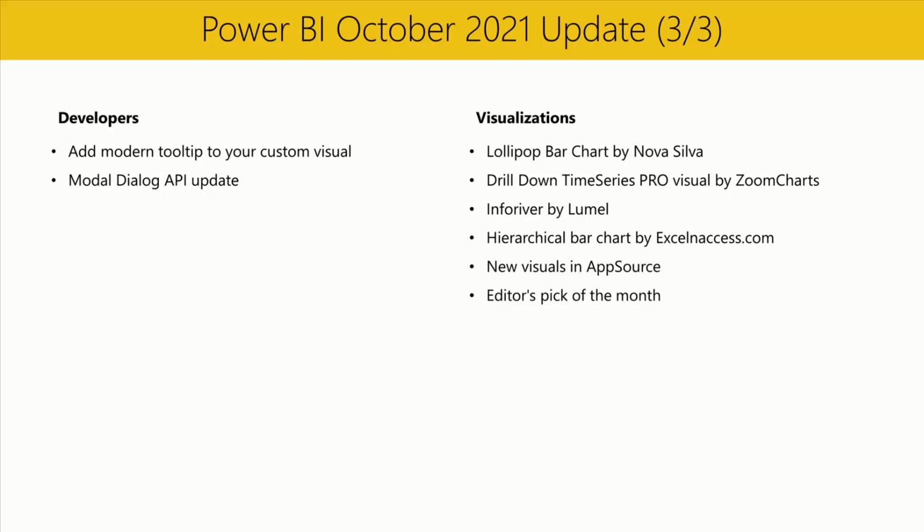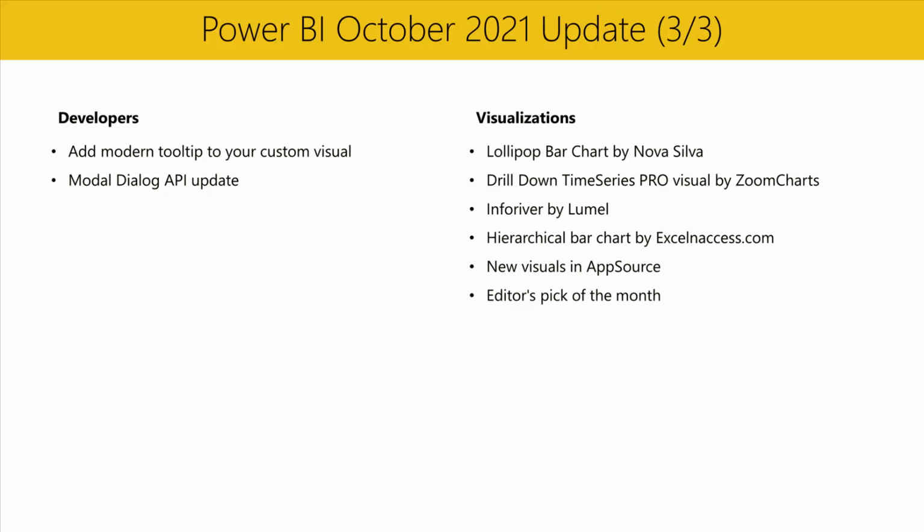Next, in the visualization section, we have some exciting new and updated visuals available for you on AppSource. New this month are the Acteris reporting visual by Manageability, the PMBI process mining visual by Process M. Updated this month are the Lollipop bar chart by Nova Silver, the Drill Down Time Series Pro visual by Zoom Charts, the InfoRiver visual by Lumel, the hierarchical bar chart by excelandaccess.com.